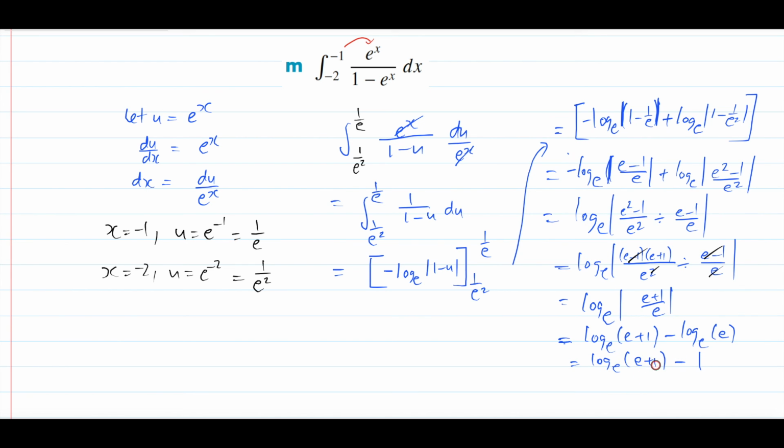Don't be tempted to separate this, e plus 1. You can only separate logs if it's multiplied. This is plus, it's not exponential, okay? It's logs. So you can't separate that, okay? So there we go, log e of e plus 1 minus 1, and that is your final answer, okay?